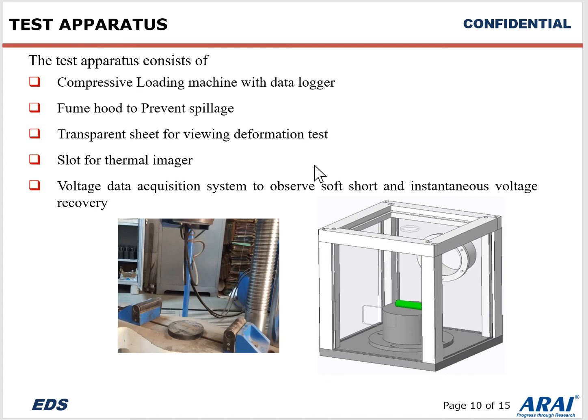This is the specially designed test apparatus, which consists of a compression loading machine with a data logger, a film hole to prevent spillage, a transparent sheet for viewing the deformation test, a slot for a thermal imager, and then the voltage acquisition system, which is the important thing, to observe the short and the instant voltage recovery.